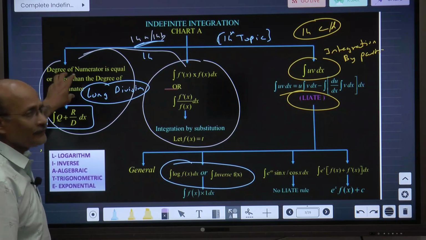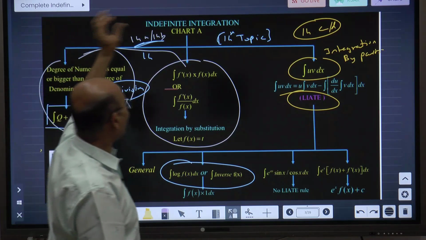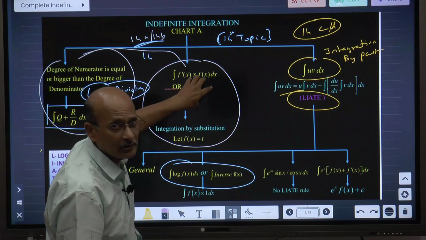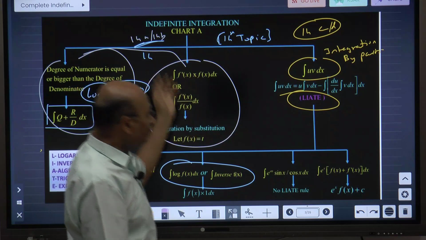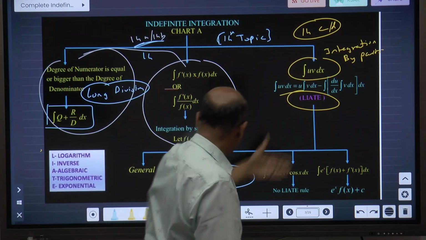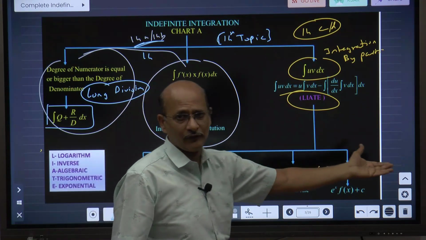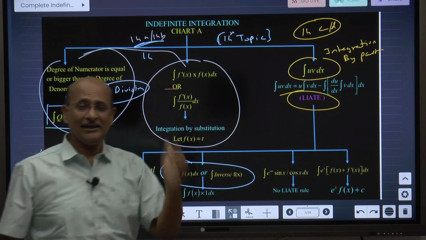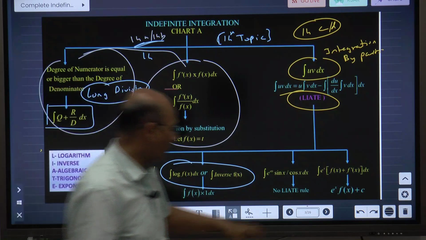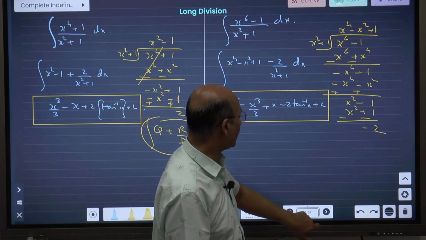Oh, long division cannot be applied. Therefore, I will then check whether I can do this method. Yes or no? No. Then I go and look at this and see whether it belongs to one of the categories of sums and then apply that corresponding technique. That's what you are supposed to do. So let us see now how we go about it. Now quickly, children.